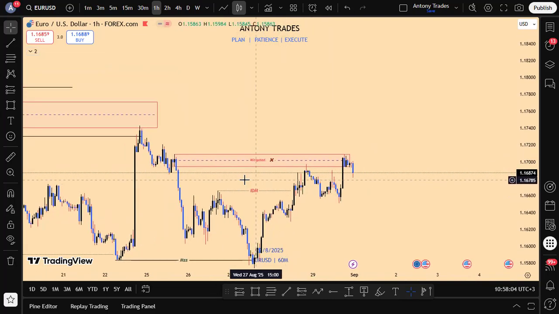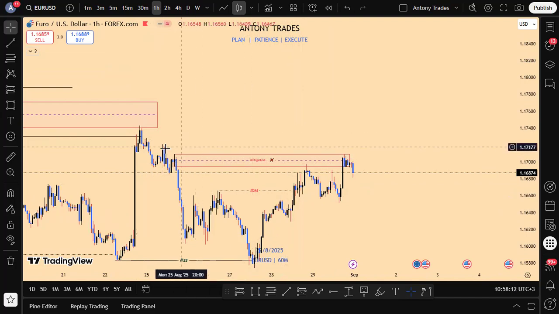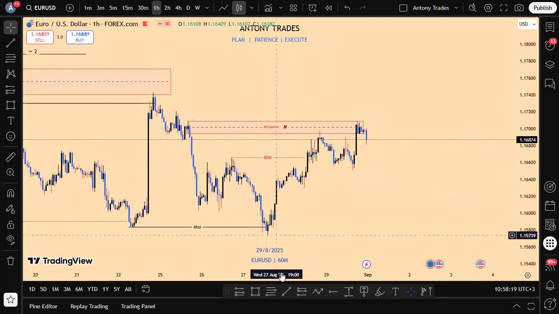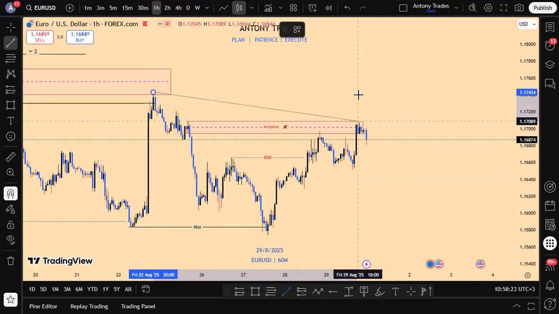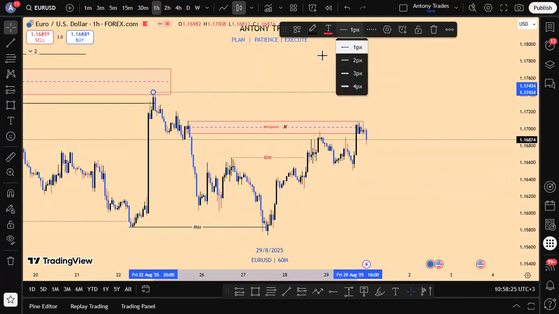Market swept that liquidity, and this was my PO high. Because from up here, we don't see anything interesting. You see, this order block has already been mitigated, and this is the only order block that we are having. So now, this is our dealing range. This is our dealing range.